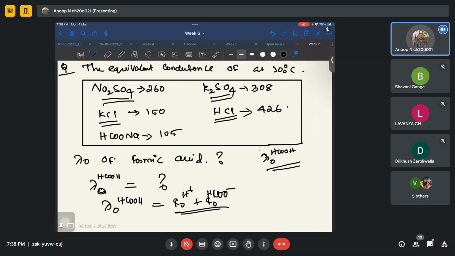So from the values available, we have to slowly write like this. The idea is what I explained. Initially we need HCOO minus, that is the anion. So from this we will get that. Whatever extra is coming, we have to use another one and subtract it. Similarly, whatever excess is coming, we have to again use it. So this is a little lengthy one.